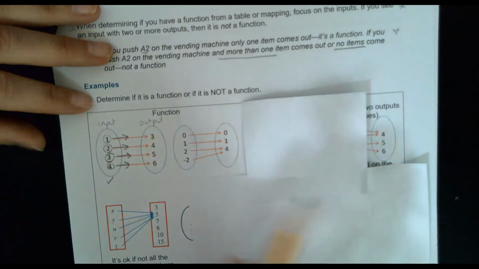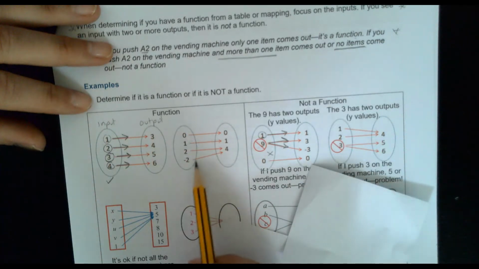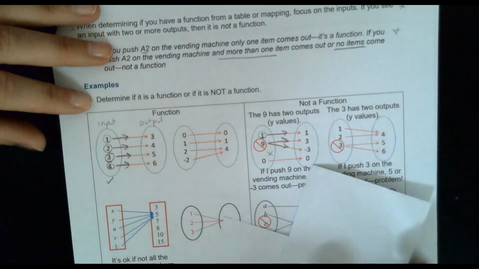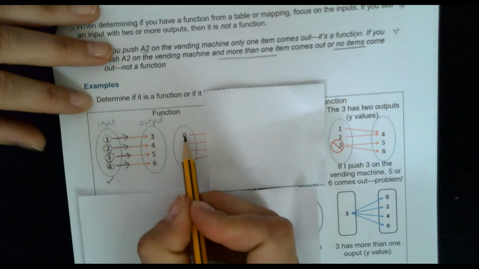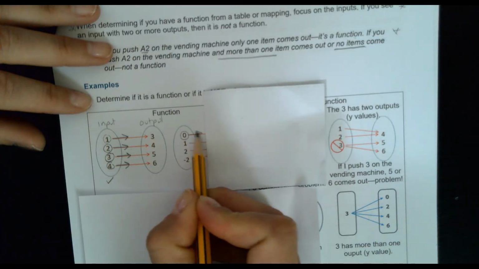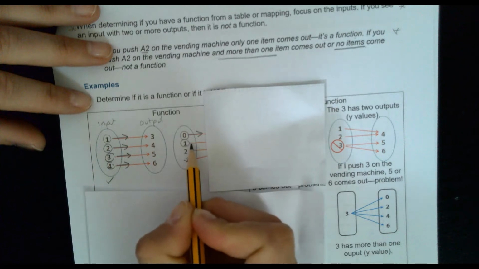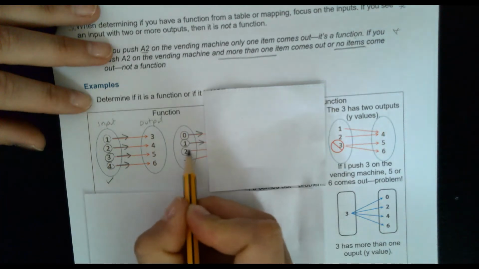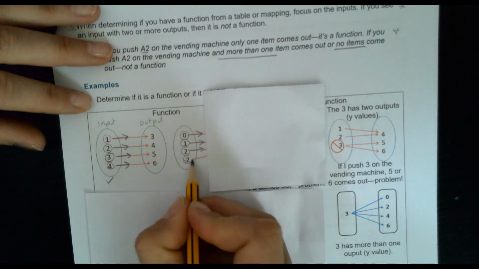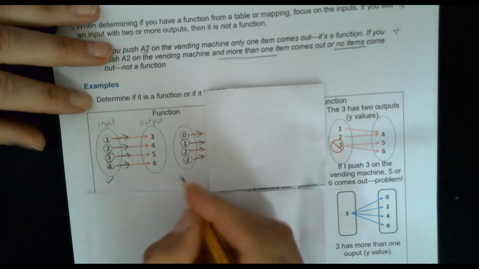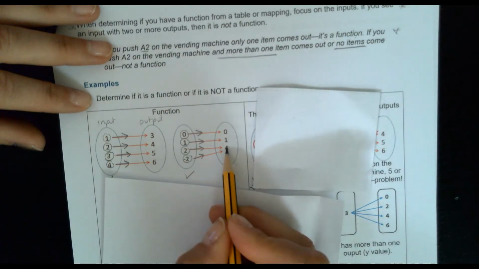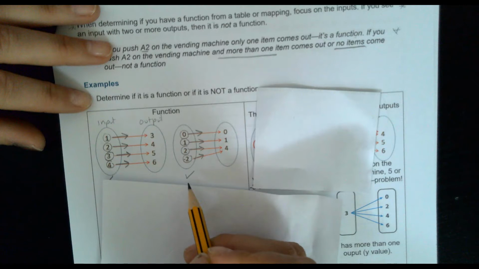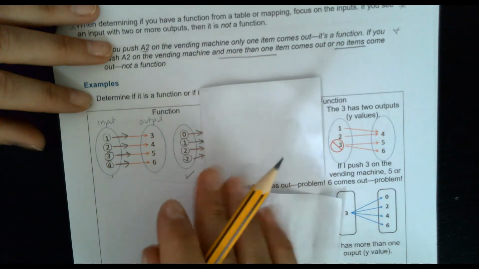Okay, so if I look at this example here, it looks confusing because they're both pointing to 4. But remember, cover up the output, don't look at the outputs, and say, okay, if I push 0 on the vending machine, one thing comes out. If I push 1, one thing comes out. If I push 2, one thing comes out. And if I push -2, one thing comes out. So yes, it's a function. It's okay that 4 comes out when I push these buttons, but don't look at that because it gets confusing.